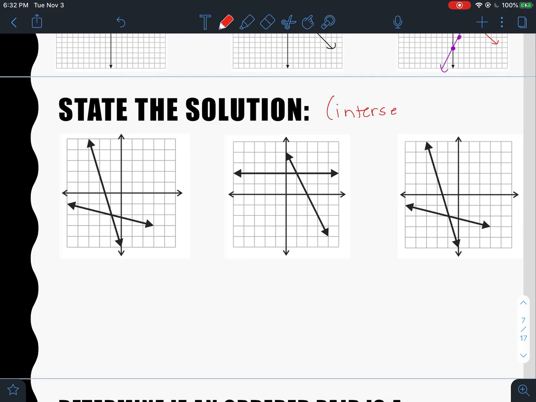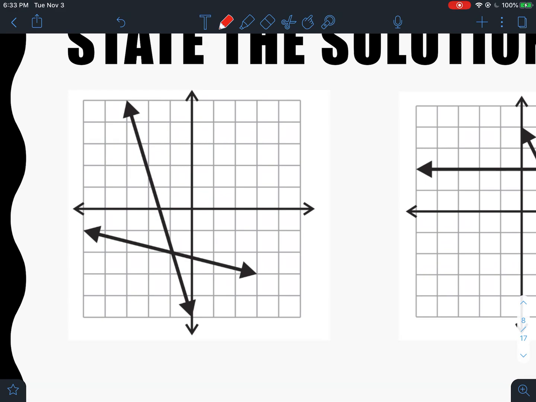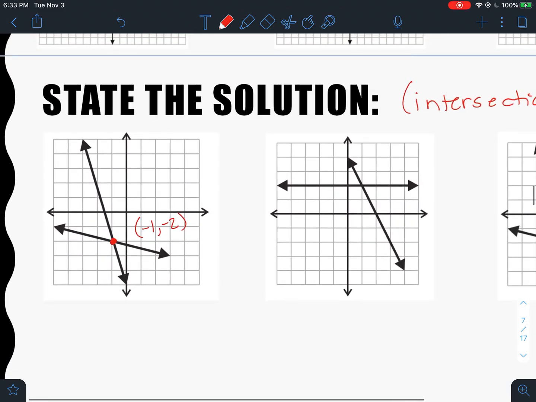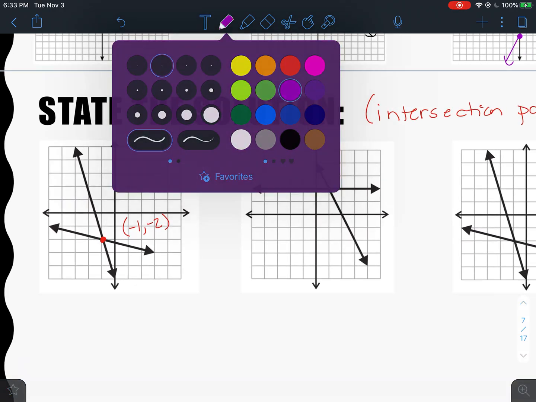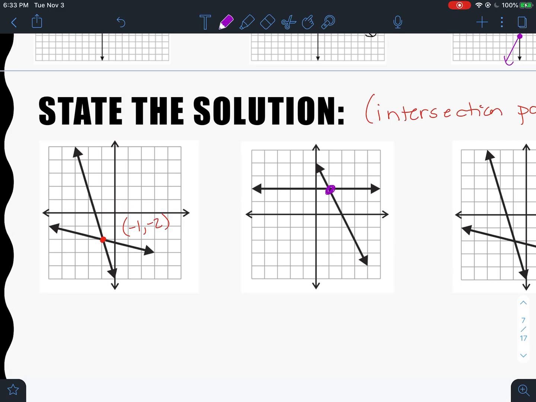All right, so the solution again is the intersection point. So where the two lines meet is going to be the solution. So we're trying to figure out where they intersect. So if these were the two equations that I'm talking about, and I want to know where they meet right here. It doesn't look to be exactly perfect, but we're going to estimate it. And it looks to be the point x is negative 1 and y is negative 2. So that would be my best guess at what the solution to that system would be. Negative 1 for x and negative 2 for y.